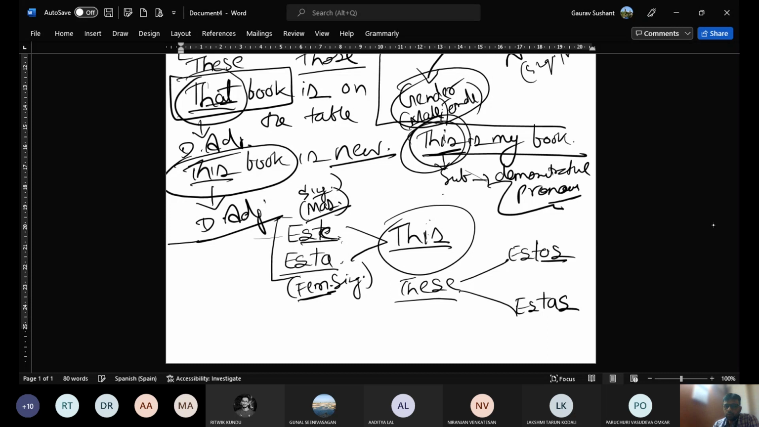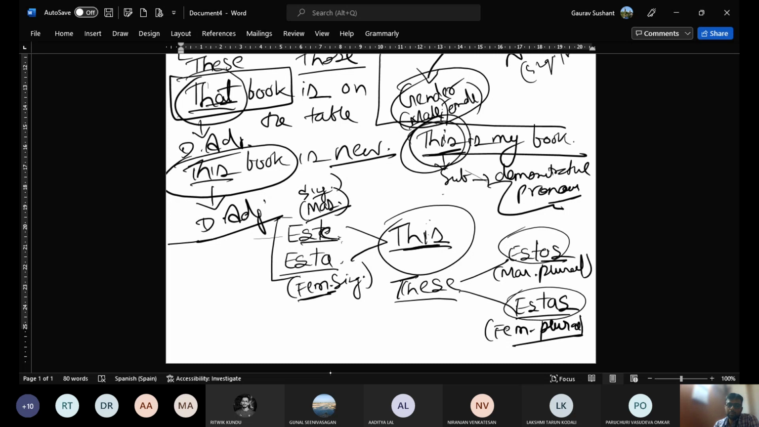So estos is what? It is masculine plural, okay, and estas is feminine and plural. And when do we use it? We use this when the noun is masculine plural and this one when the noun is feminine plural.